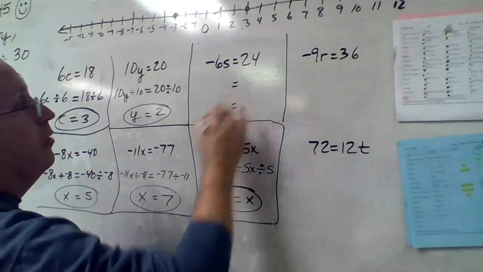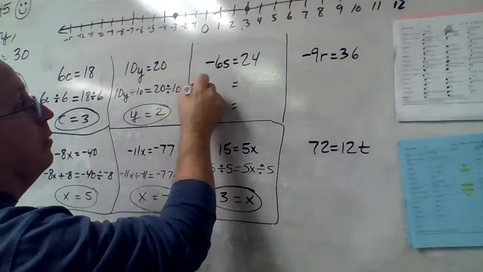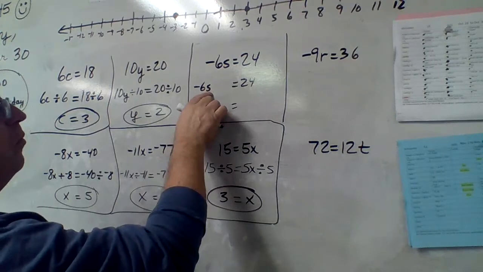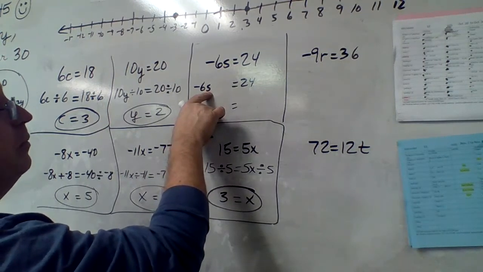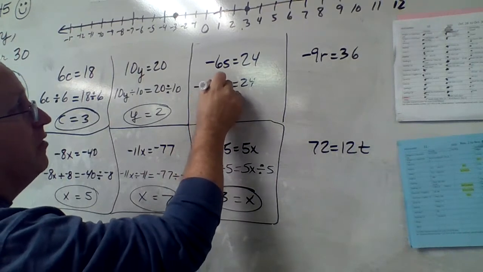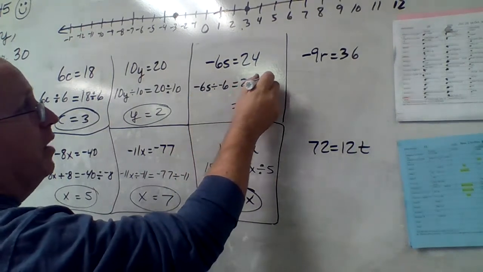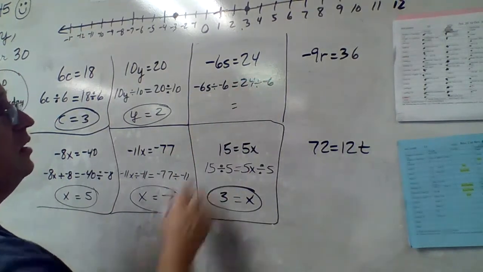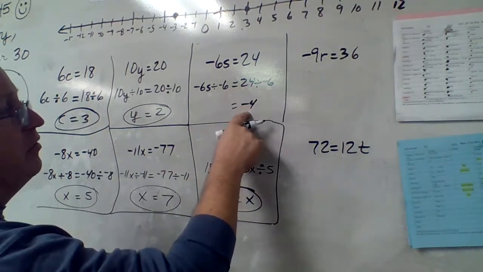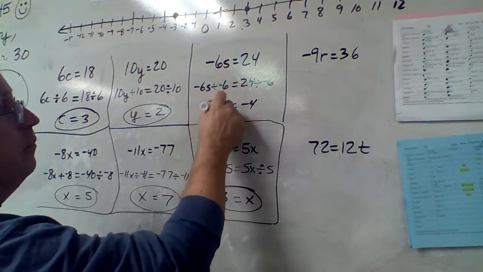Let's go up here. Going to draw my two equal signs. Going to draw in my problem, but I'm going to leave space. And then I'm going to ask myself, what is the variable attached to? It's attached to this negative 6 by multiplication, and the opposite of that is dividing by that same negative 6. Over here, I get negative 4, because a positive divided by a negative is a negative. And over here, I'm left with S.